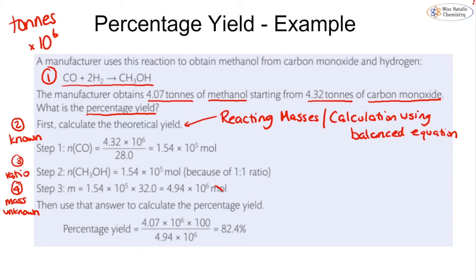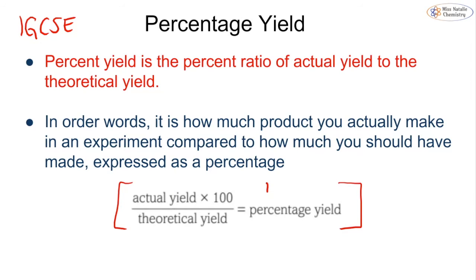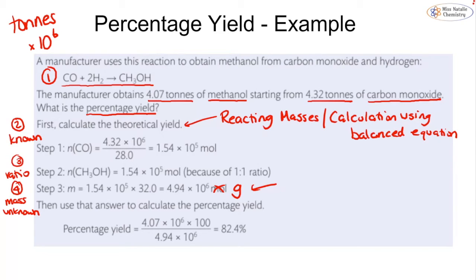And that should be grams, not moles. That's a misprint. Apologies. So that's our theoretical. This is the theoretical yield.